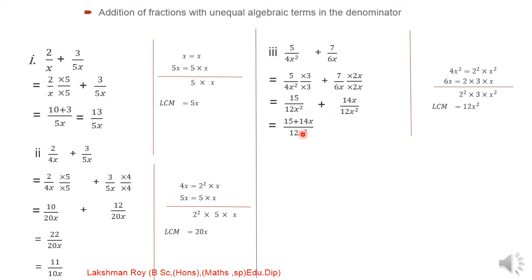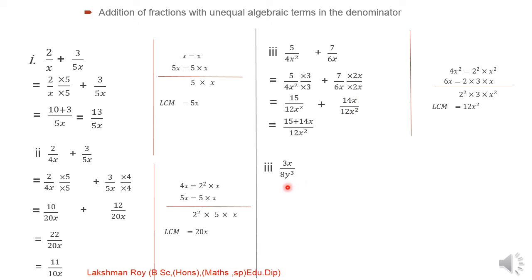Now you can see both denominators are 12x square. So you can take one denominator, and the numerators should be added. How to add the numerators? You can see here 15, that is only a number, and 14x, right? That is an algebraic term. So you can't add those two. You can only write it as 15 plus 14x, right? This can't be simplified because 15 and 14x are unlike terms. Okay.